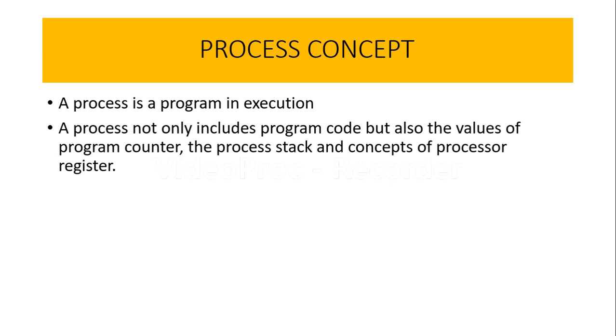This process stack is basically used for holding temporary data. It is going to hold the local variables, the global variables, and the different data sections. And along with this, we have the heap. This heap is the memory which is allocated to the program dynamically.